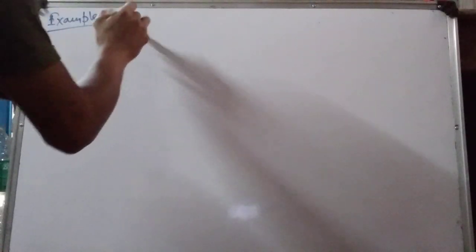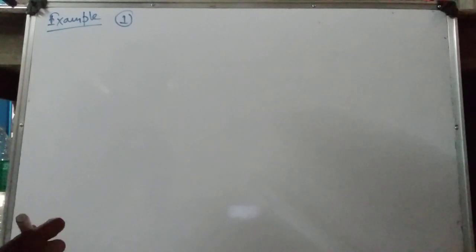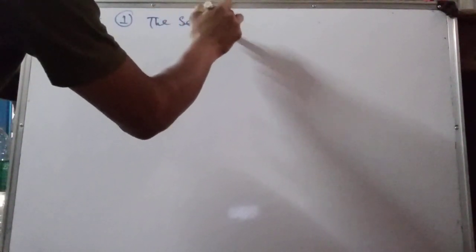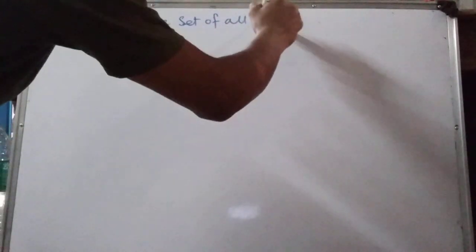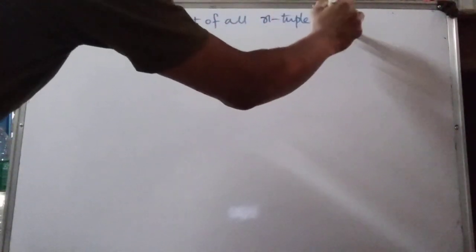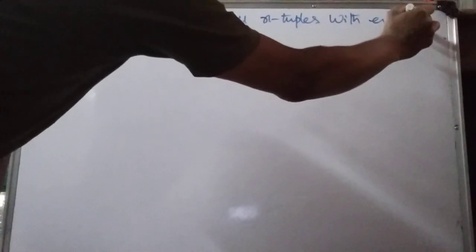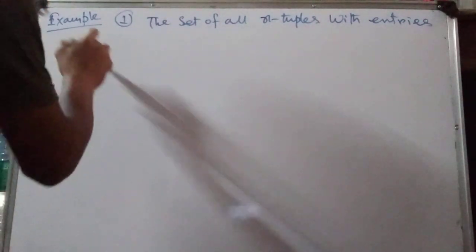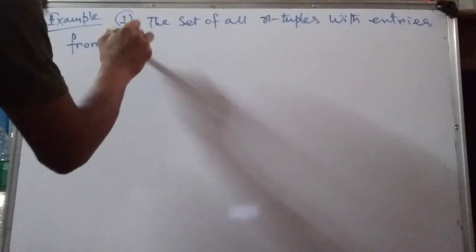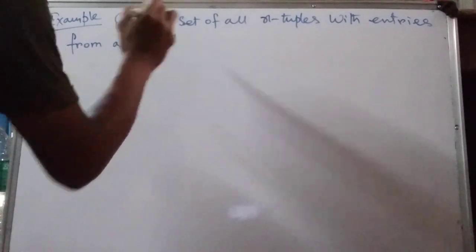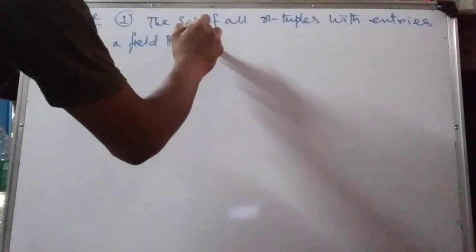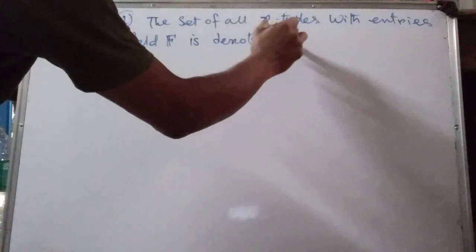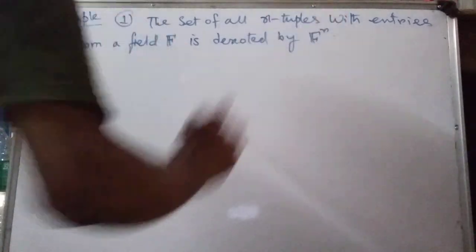We write here an example. First, the set of all n-tuples with entries from a field F is denoted by F to the power n.